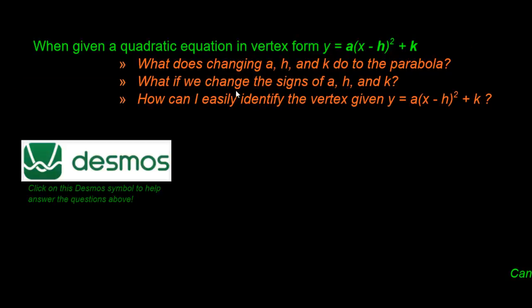And when we're given a quadratic function in this vertex form, which we're going to see how it works in just a little while here, we want to ask these questions. What does changing a, h, and k do to the parabola? What if we change the signs of a, h, and k? So what if we make them negative or positive? Okay. And number 3, how easily can I identify the vertex if I have a parabola in this form? The cool thing is the vertex is really easy. When you have a vertex form, finding the vertex will be very easy.